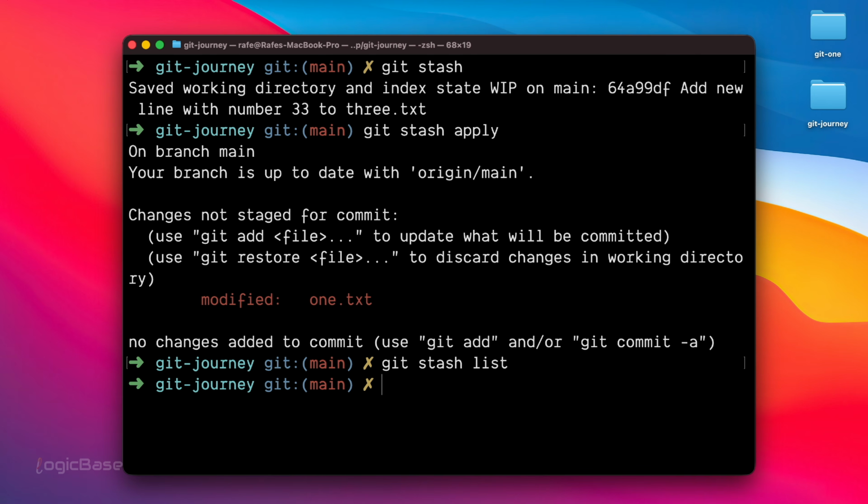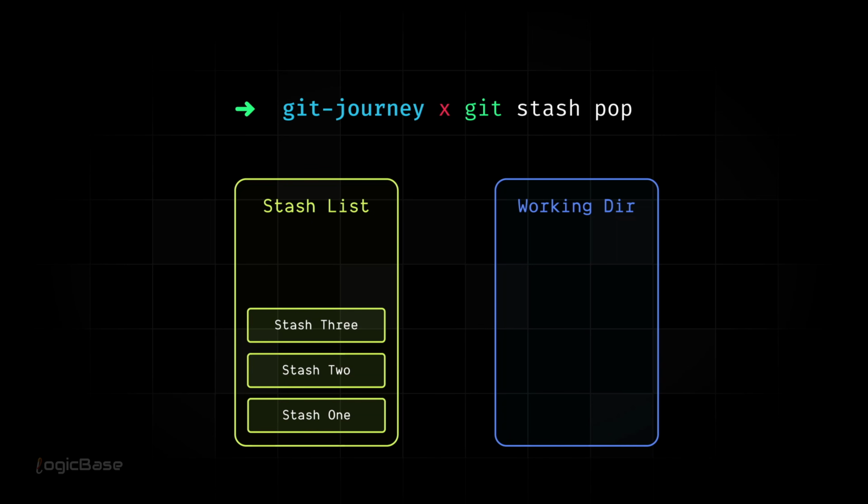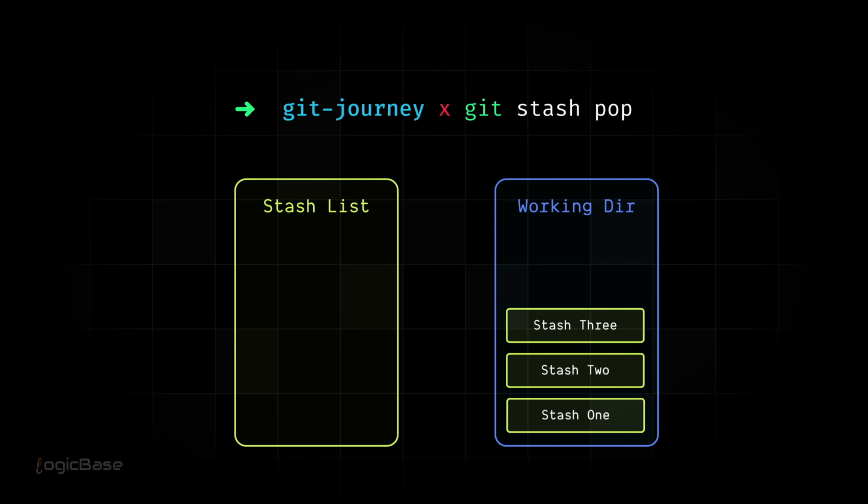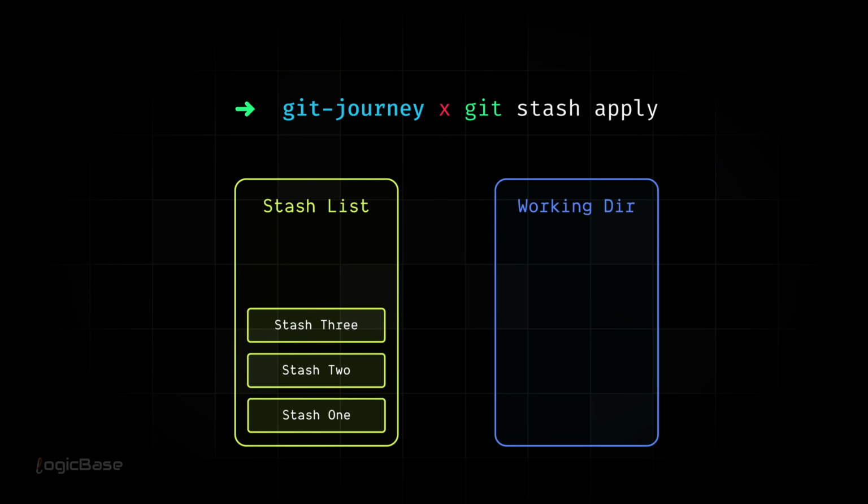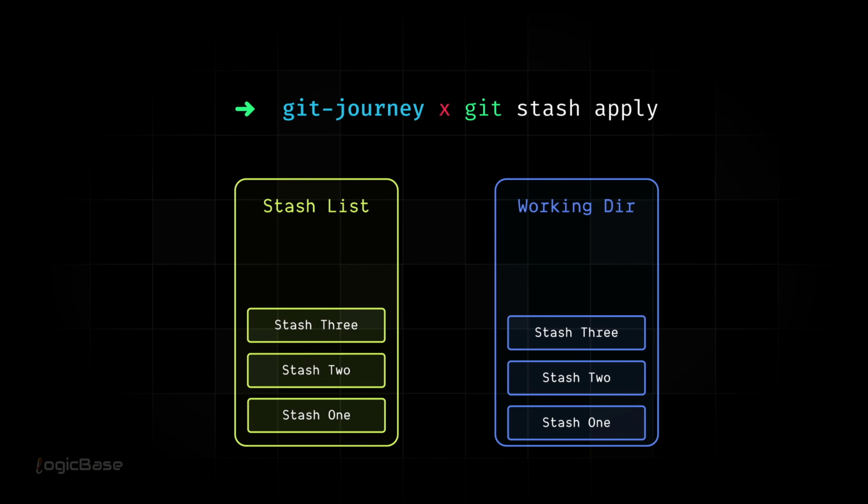It didn't disappear. So here's the key difference. Git stash pop restores your changes and removes them from the stash list, while git stash apply restores your changes but keeps them in the stash list for future use. That's exactly what I wanted to show you. I walked you through both commands so you can clearly understand how they behave differently. Hopefully, now the concept is crystal clear.